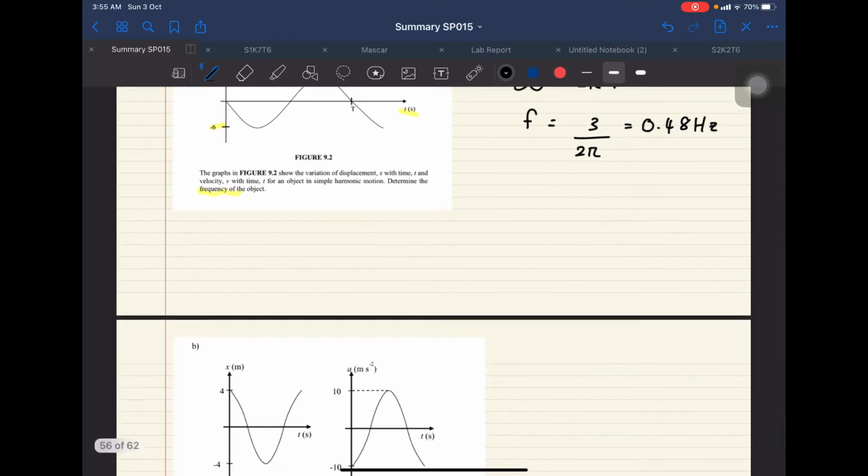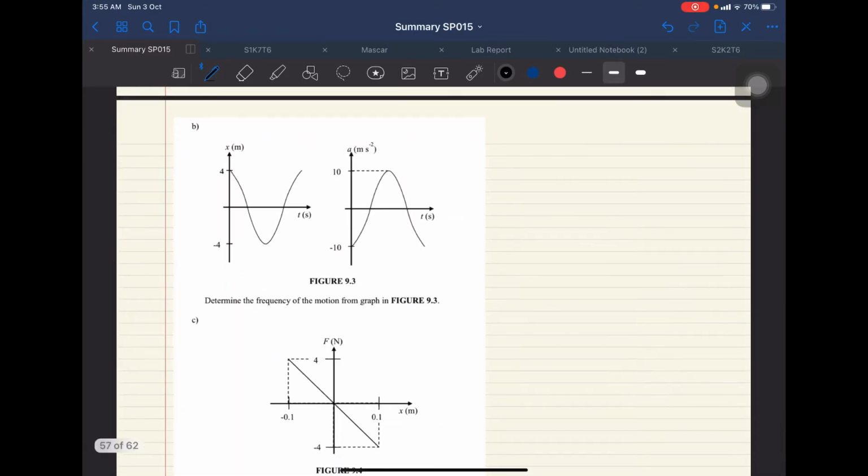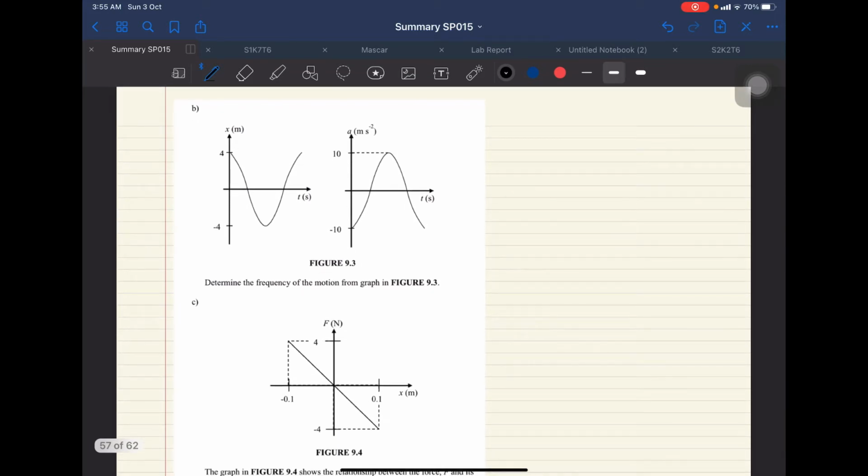The next question, question B, they again give you two graphs, but here the graphs are x against t and a against t, so it's a little bit different. They ask you to determine the frequency of the motion from the graph in figure 9.3.